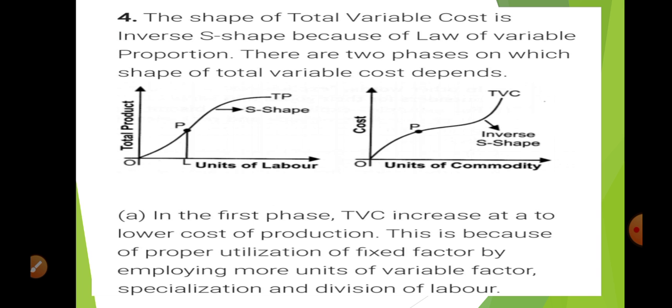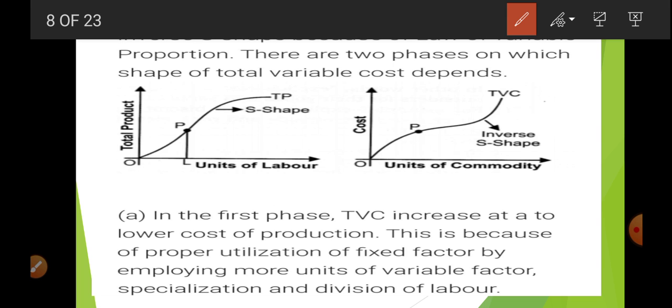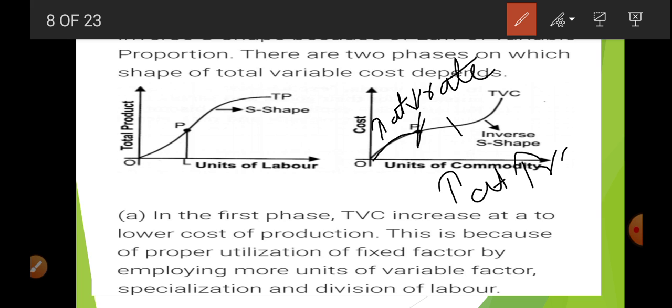Now the shape of total variable cost is an inverse S shape because of the law of variable proportion. There are two phases on which the shape of total variable cost depends. So till point P, it increases at a diminishing rate, and after that it increases at an increasing rate, and at point P it increases at a constant rate.